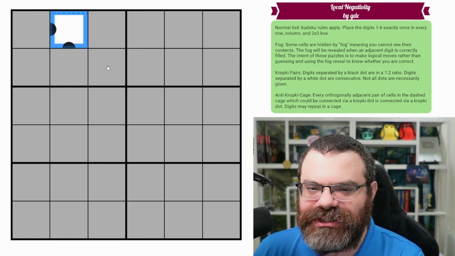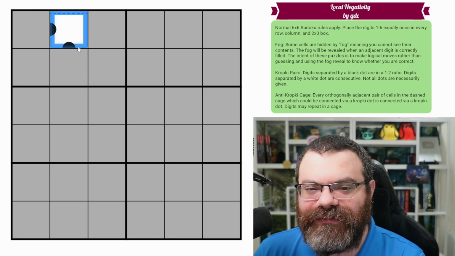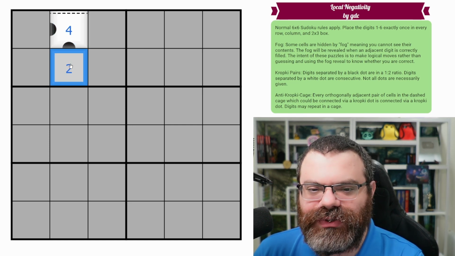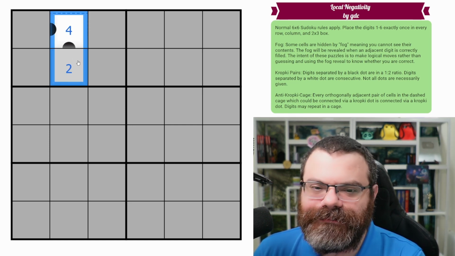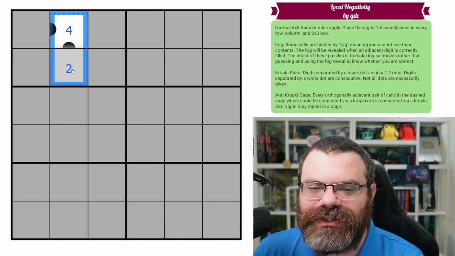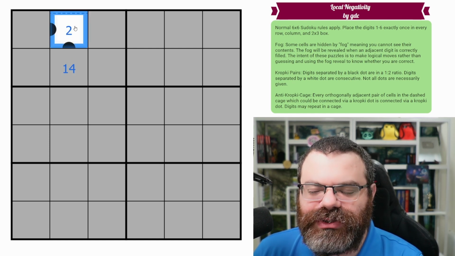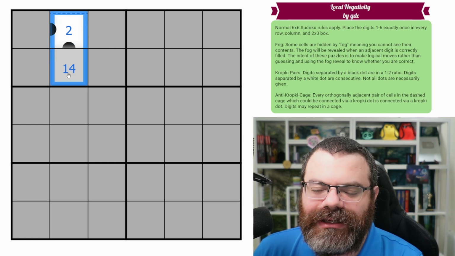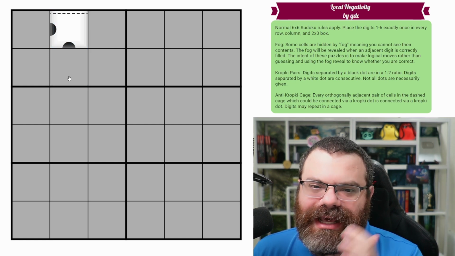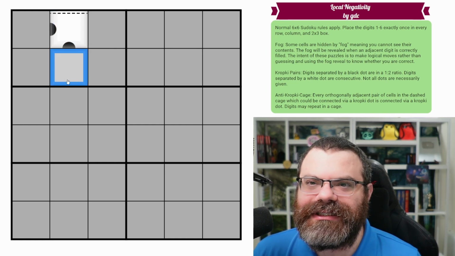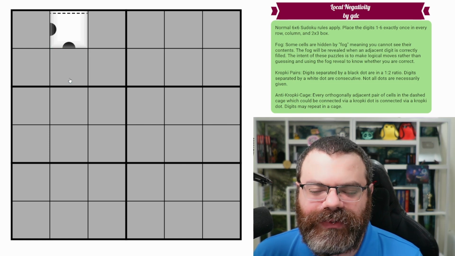I'm going to use small digits here so I don't accidentally reveal the fog. But if this was a 4, then this could be a 2, or this would have to be a 2 because 4 is double 2. If this were a 2, I could put a 1 or a 4 here because 2 is double 1 and 4 is double 2. So the order doesn't matter. What matters is that one of the digits is exactly double the other.